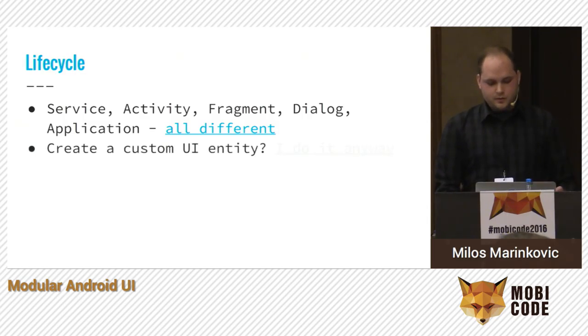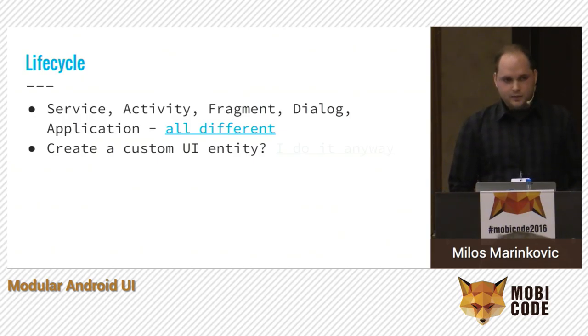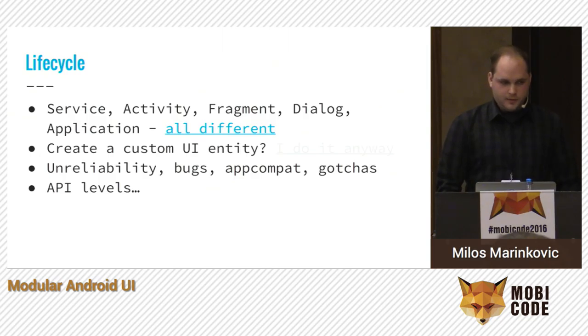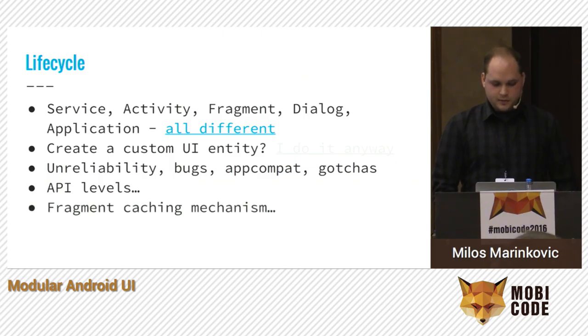So the question was whether we wanted to create a new custom UI entity. We did it anyway, and it caused a lot of pain for us in the beginning, because it was unreliable. We had bugs. We wanted to do it with AppCompat, and that was also a big problem, because not everything was public in AppCompat, and we wanted to extend everything. We had some weird problems with lower APIs, or even with Android 6. Some stuff was changed between 6 and 6.01, and we had bugs with it. We couldn't find them, so we had a lot of pain in the beginning.